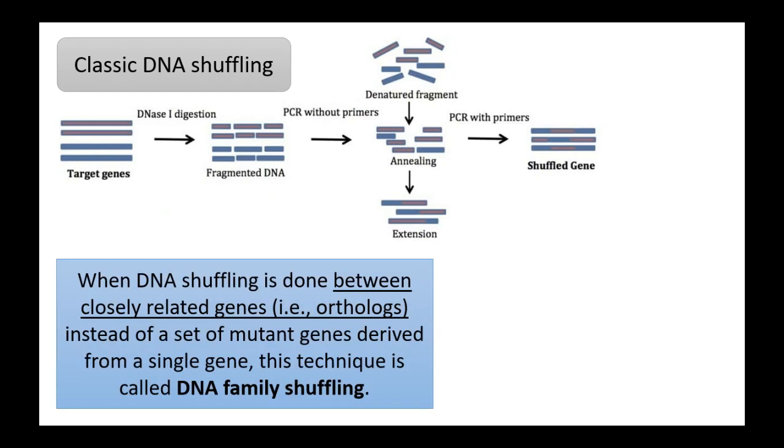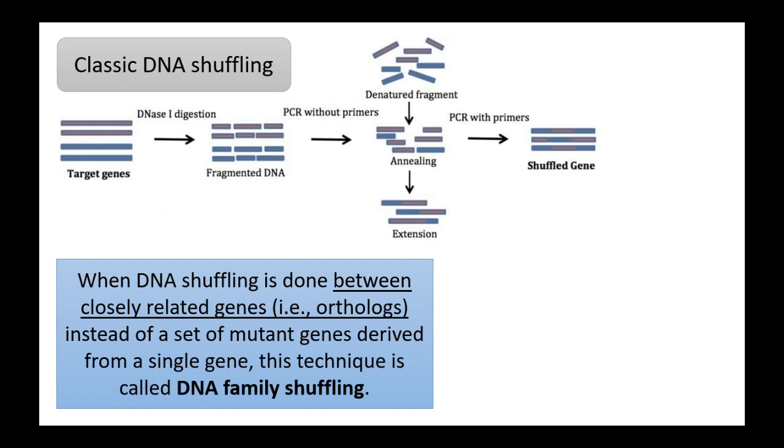When DNA shuffling is done between closely related genes, instead of a set of mutant genes derived from a single gene, this technique is called DNA family shuffling. DNA family shuffling utilizes the naturally occurring genetic diversity of family genes as a driving force for in vitro evolution.